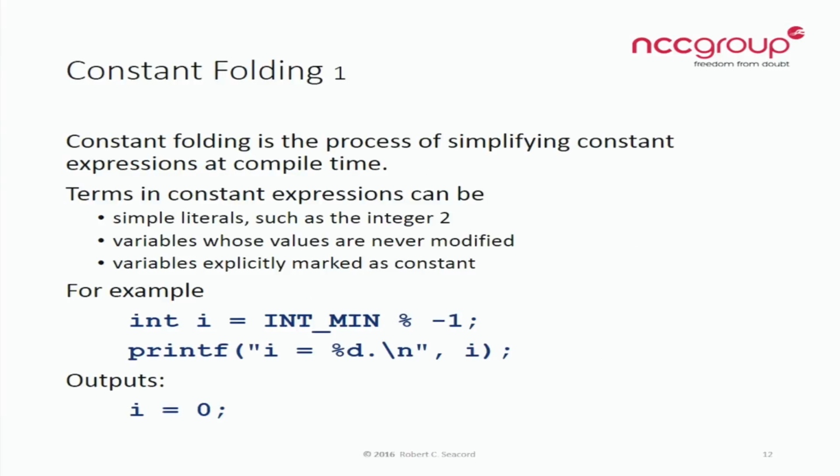So a very simple optimization to get warmed up is constant folding. This is the process of simplifying constant expressions at compile time. Constant expressions can be simple literals like the integer 2, variables that are just not modified, or variables that are explicitly marked as constant. And here's my example again. I have int min remainder -1. If you compile that, you're almost definitely going to get the result of 0, which is mathematically what you would expect.